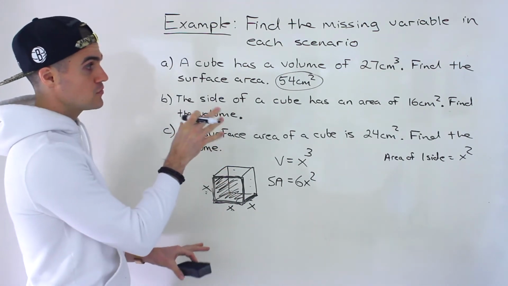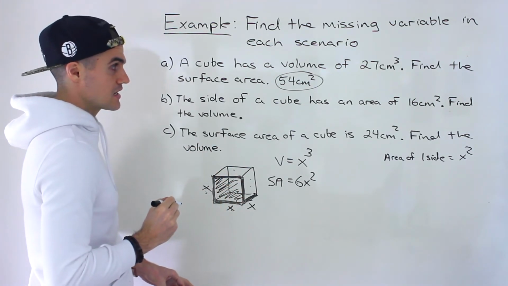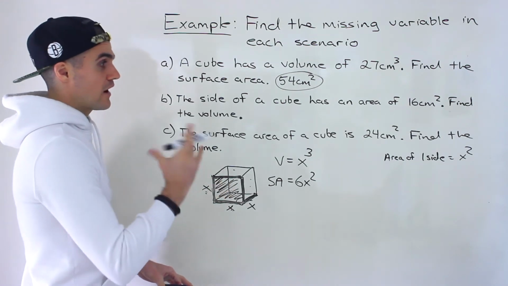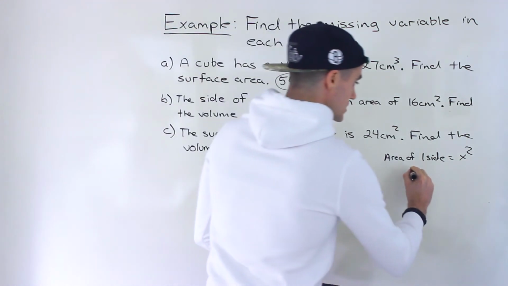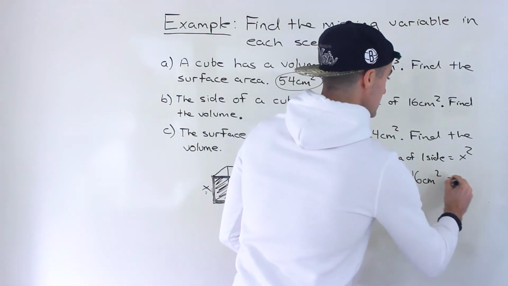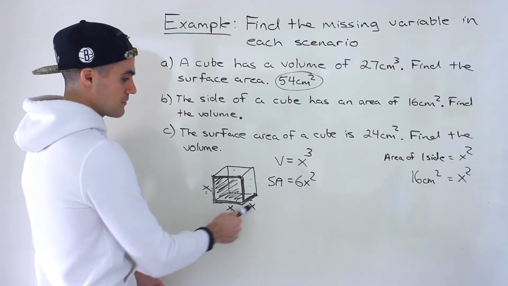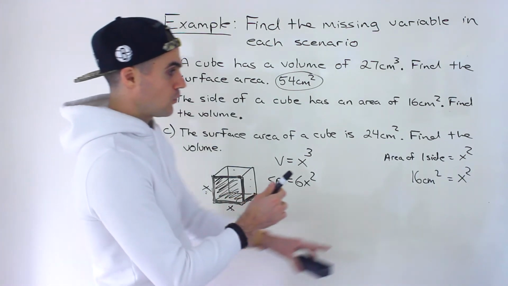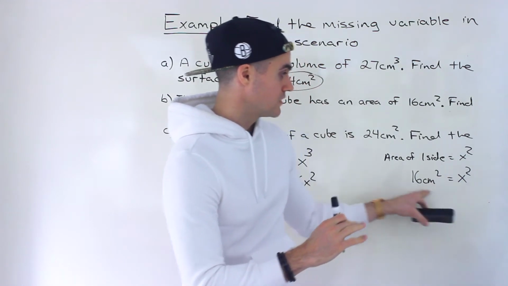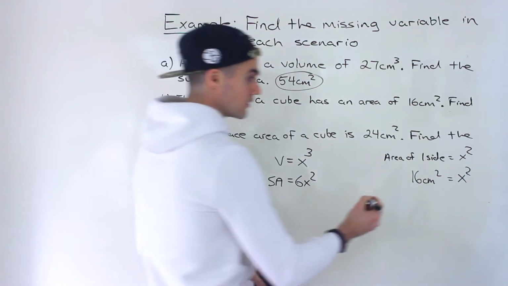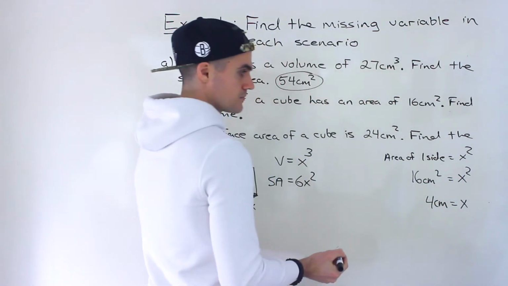We're given the side of a cube has an area of 16. So we're told this side has an area of 16 centimeters squared. And given that, we have to find the volume. So again, what we're going to have to do is use this over here. So we know 16 centimeters squared is equal to x squared. Right? We could solve for this x here, which is going to be the same for all of these. And so what number multiplied by itself, what number multiplied twice would give us 16? Well, it would be 4, right? So x would end up equaling 4 centimeters in this case.